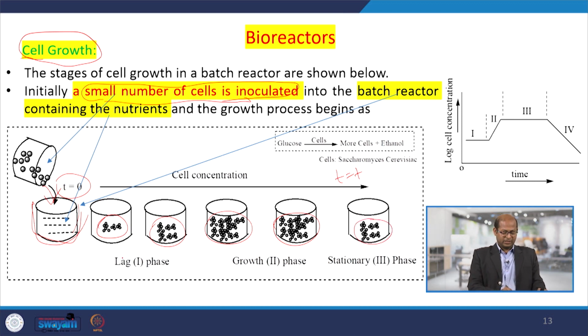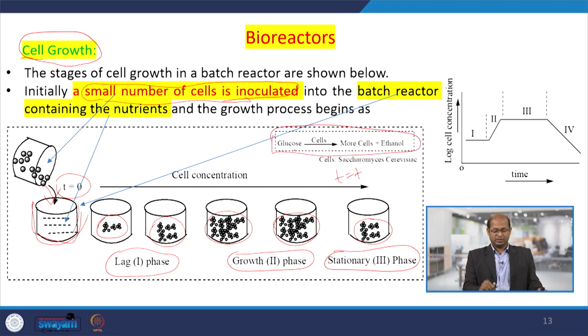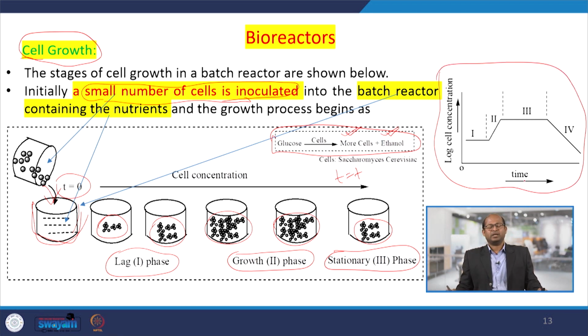When the cell concentration gradually increases, that is called the lag phase or phase 1. The second phase is the growth phase, and the third one is the stationary phase. This is the cell reaction in the presence of the substrate that we are supplying, where cells are converted into new cells and at the same time products form. On the right hand side, the x axis is time and the y axis is cell concentration in log scale. You can see here, this is phase 1, this is phase 2, this is phase 3 and this is phase 4.